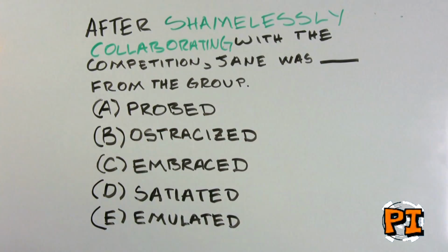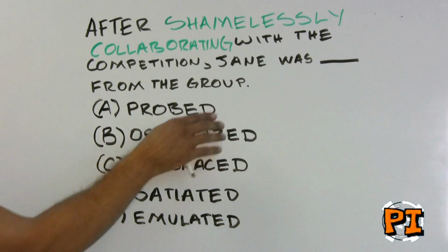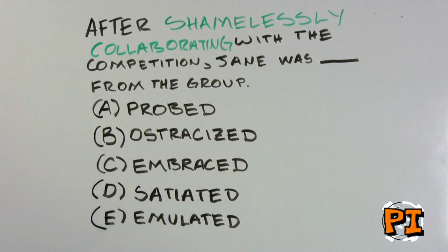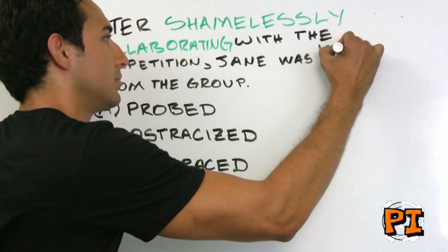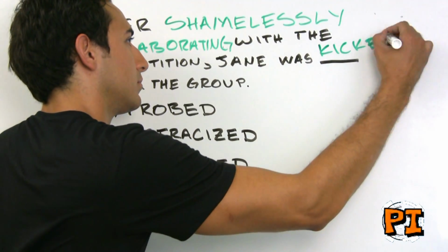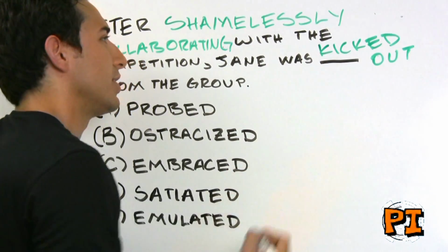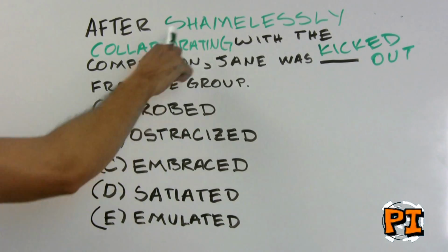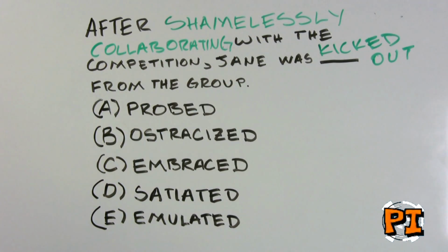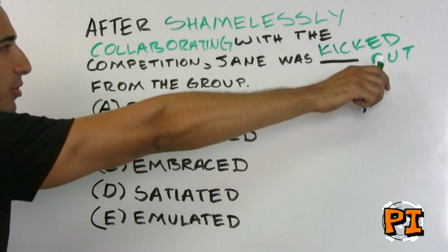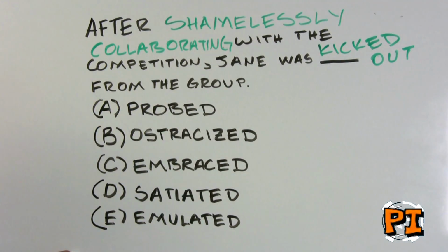So let's come up with our own word before going to the answer choices. Jane was what from the group? Again, cover up the answer choices, take a look at the blank, and try to fill in your own word. Let's say Jane was kicked out. Jane was kicked out of the group because she was shamelessly collaborating with the competition. Now that we've come up with our own word, we can go to the answer choices.